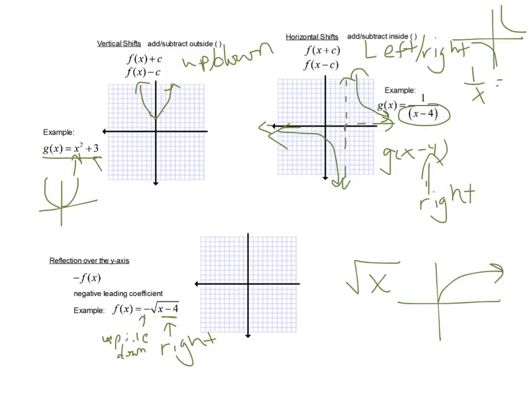So instead of looking like our parent function does, it's going to be that parent function moved 4 over, but then flipped upside down. You can double check that on your graphing calculator, but it looks something like that. So remember your shifts and your parent functions to help you. And like I said, refer to that sheet to help you.